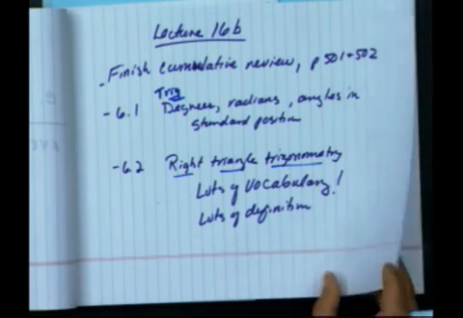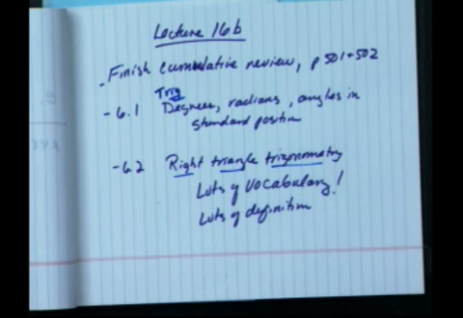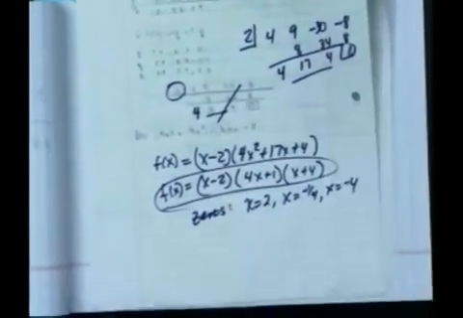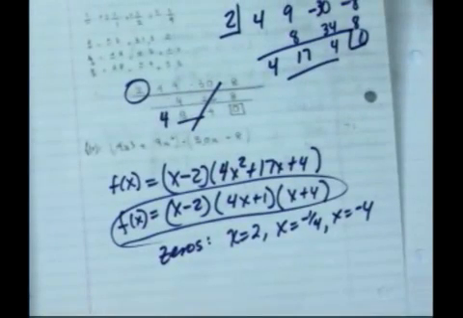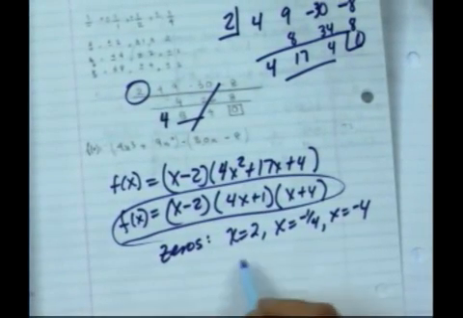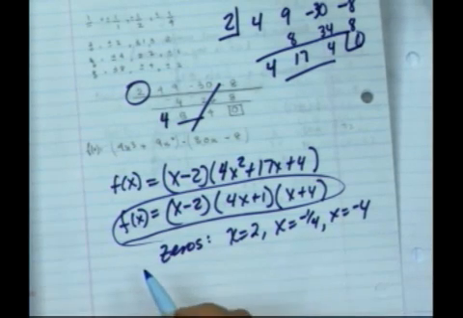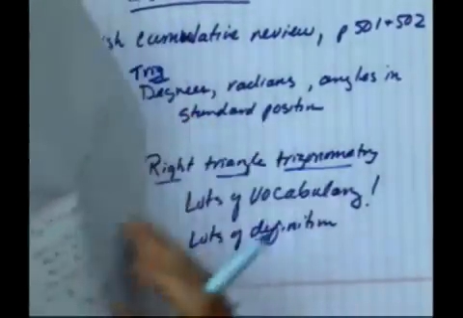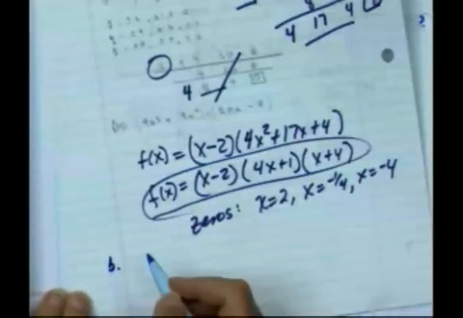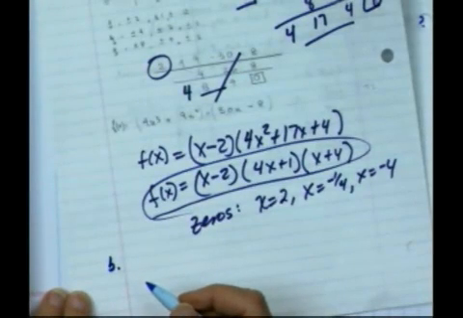Okay, so we are picking up on the cumulative review, and I believe we left off at number 10. Did we finish number 10? No, we didn't. Okay, so let's go back to number 10 on the cumulative review. We're on page 502, and the thing that we had to do was find our real zeros. And then in part B, you were asked to find the intercepts of the graph.